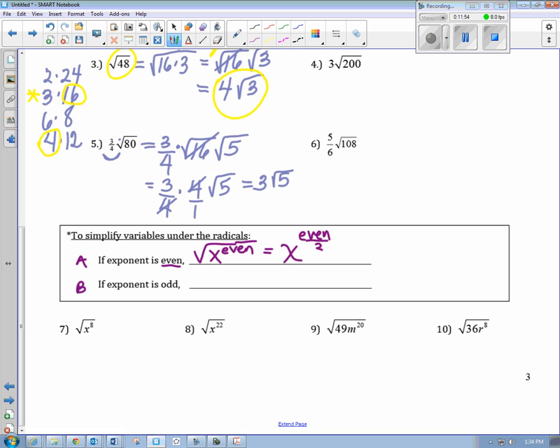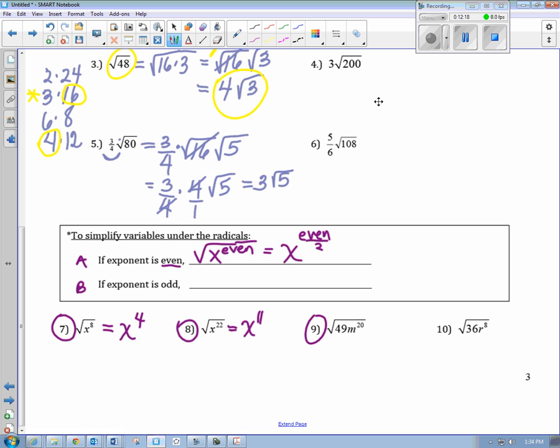So if we take a look at question number 7, the square root of x to the 8th would be equal to x to the 8 divided by 2, which is x to the 4th. For question number 8, if we did that same thing, x to the 22nd is going to turn out to be x to the 11th, 22 divided by 2. So it's an extremely easy process when you go through and do that.